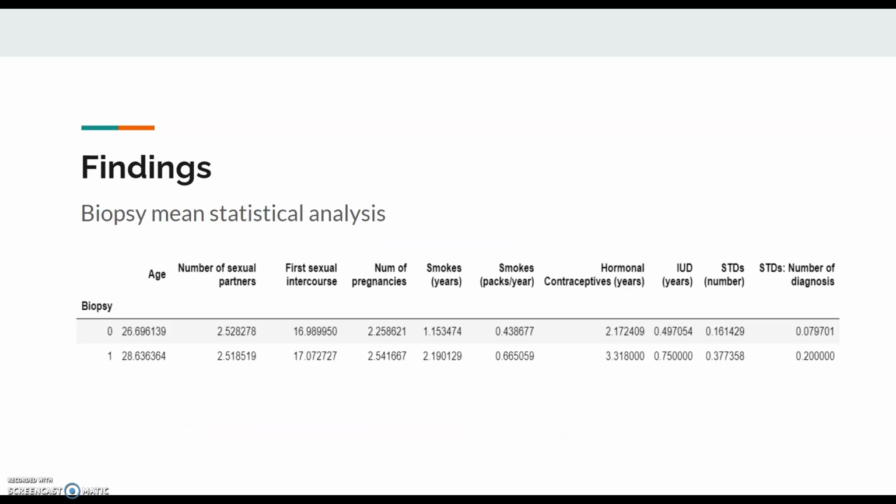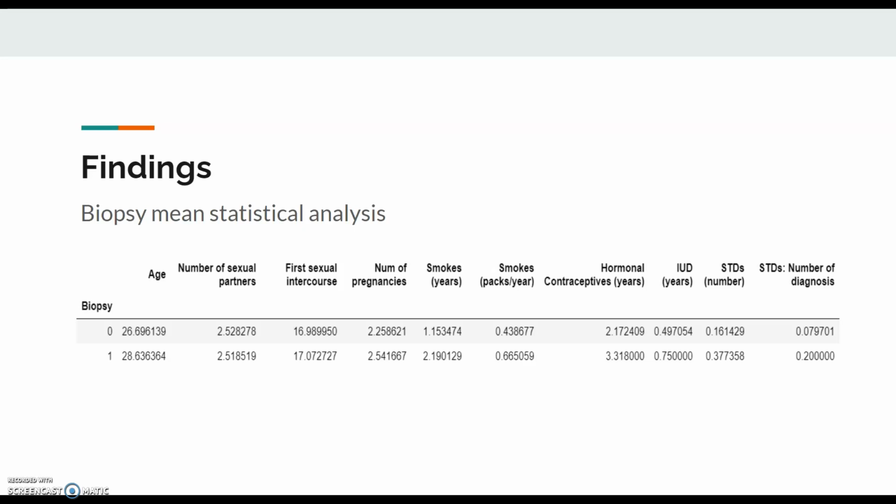Now let's see some of the statistics behind the positive and negative biopsy cases. Detailed in the chart are the mean results of all the patients for each column. Notable columns are the amount of time they have been smoking, how long they have used hormonal contraceptives, IUD, and the amount of STDs had.